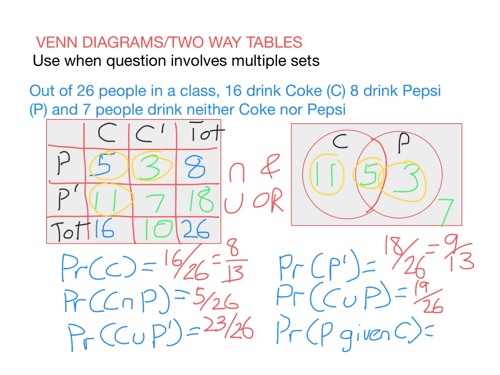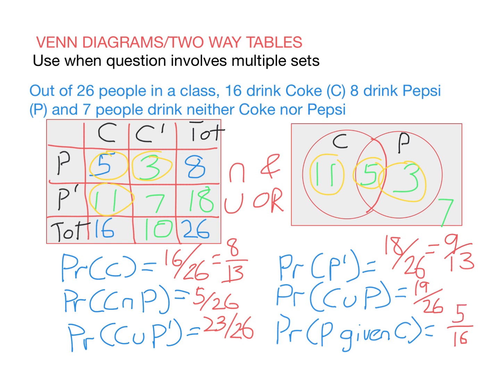So for this final question, we have the probability of P given C. That means if I choose someone at random who I know drinks Coke, what's the probability they also drink Pepsi? So this "given C" means I know I'm in the C circle. I know I'm restricting myself to only these 16 Coke drinkers. So there are 16 Coke drinkers to choose from. Of the 16 Coke drinkers, 5 of them, these 5 here, drink Pepsi. So it's 5 over 16.